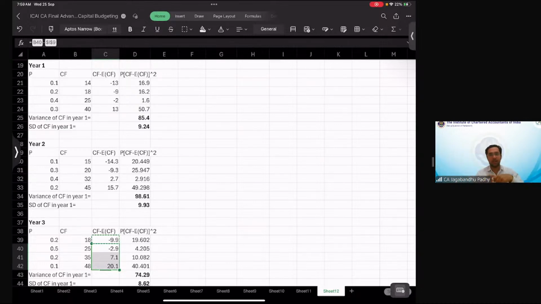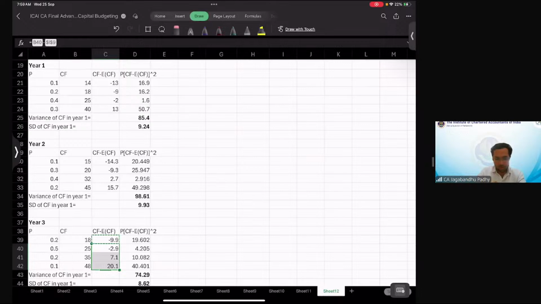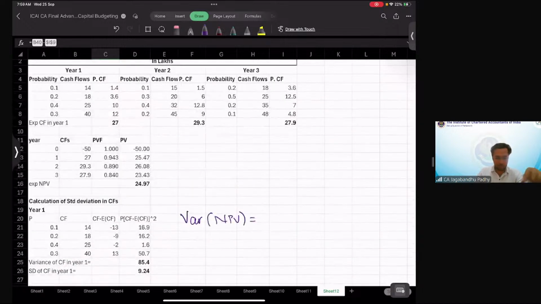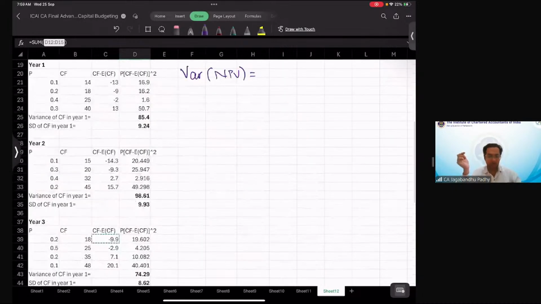So remember, when we are calculating the standard deviation of the project, first we will get the variance of the NPV, because our expected NPV is 24.97. But are we sure that NPV will be 24.97? No, sir. It is subject to fluctuation. How much can it fluctuate? That's what we are going to get from the variance of NPV.